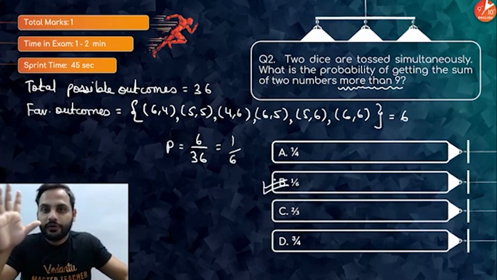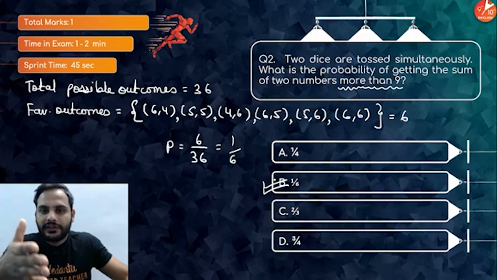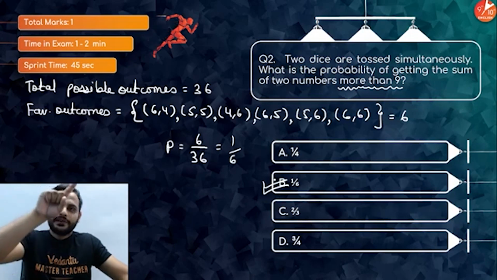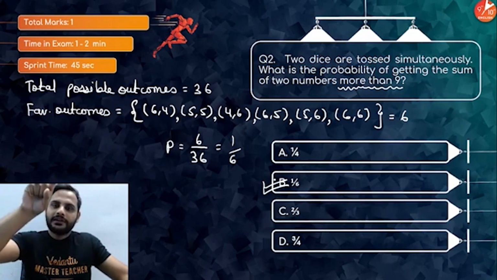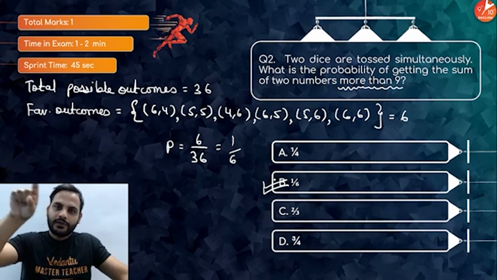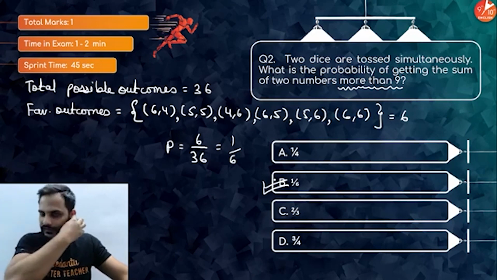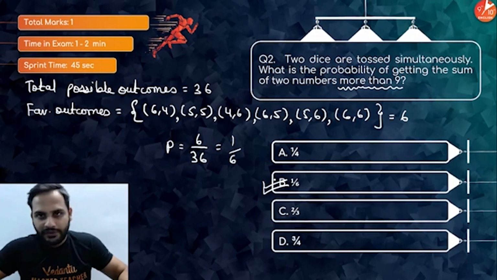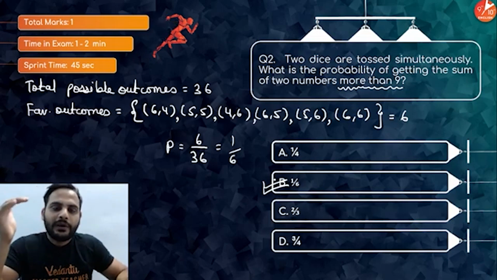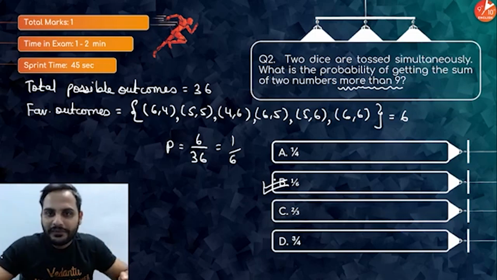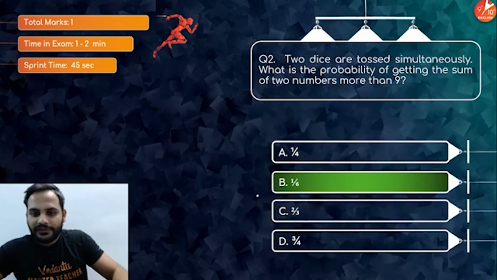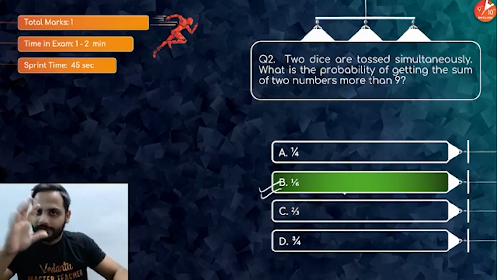Now one important thing over here, guys. You might not remember these cases like this. So remember the table we have made: 1 1, 1 2, 1 3, 1 4, 1 5, 1 6. Then 2 1, 2 2, 2 3, 2 4, 2 5, 2 6, and so on. So there are those 36 possible outcomes. Out of those, 6 outcomes are there in which the sum is greater than 9. And remember, diagonally the sum is constant. So option B will be your correct answer.